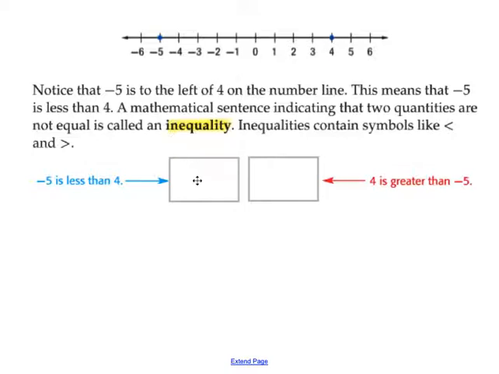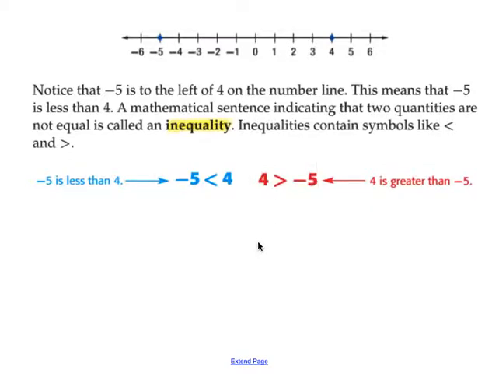So one of the things we can write is called an inequality when we want to compare two things. The number that's on the left would be less than the number on the right. And so we could say -5 is less than 4. Another equivalent statement we could write is 4 is greater than -5. So notice the open end of the inequality is always toward the bigger number.